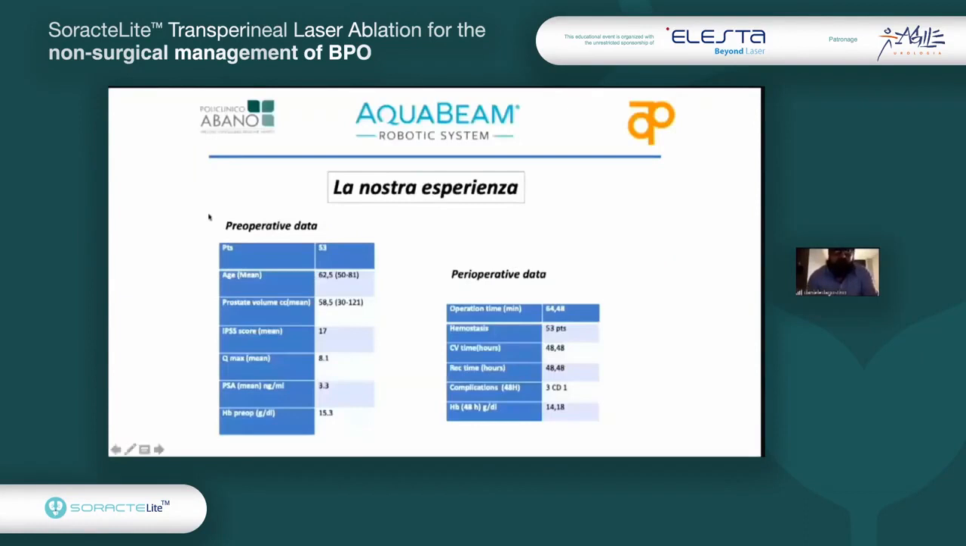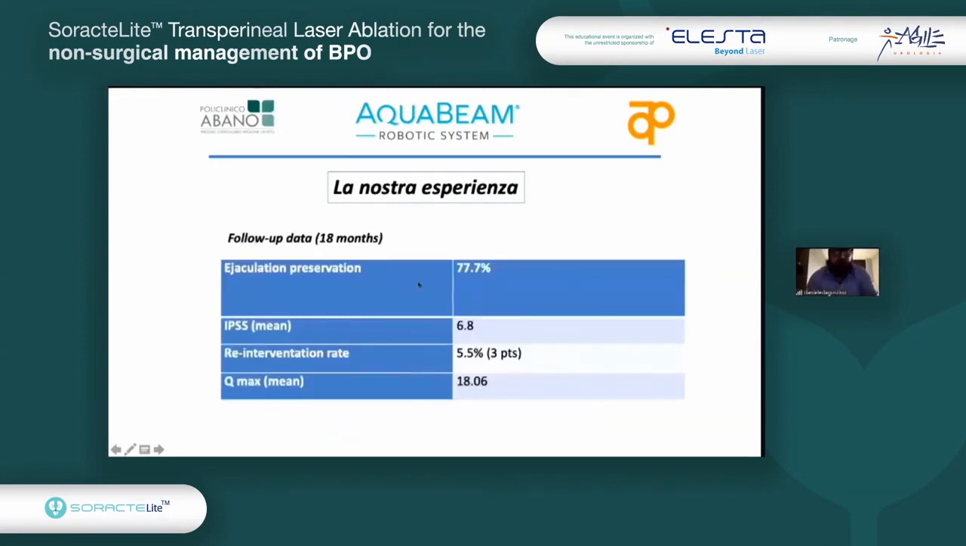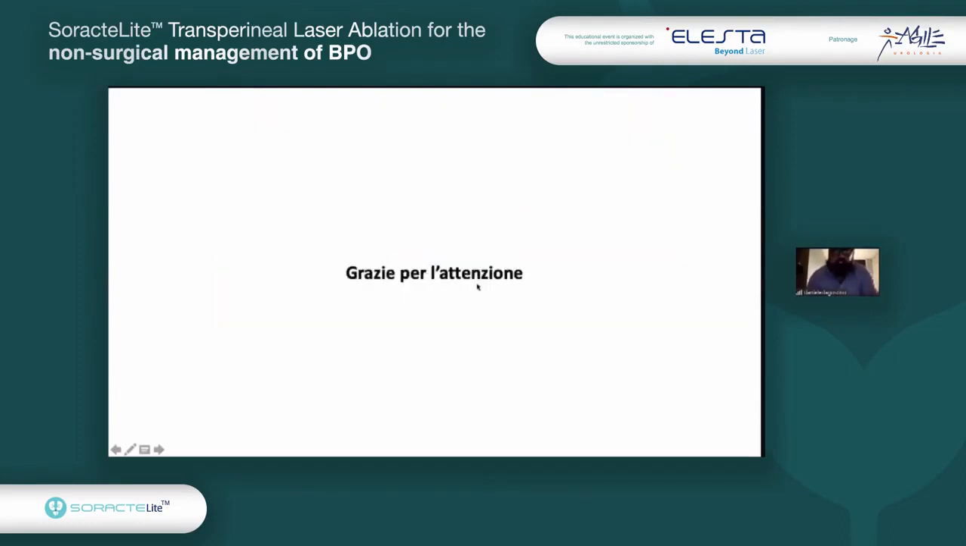In our experience, we have treated 53 patients in our department with a mean prostate volume of 58 cc. And you can see in the table the principal results of our analysis. The rate of anterograde ejaculation preservation is about 80%. Thank you for your attention.